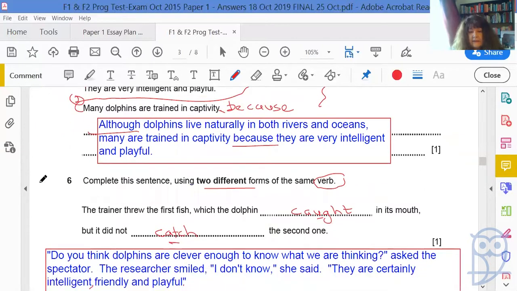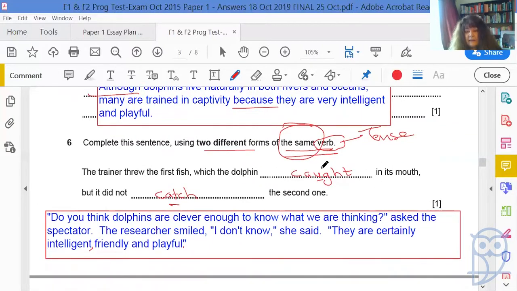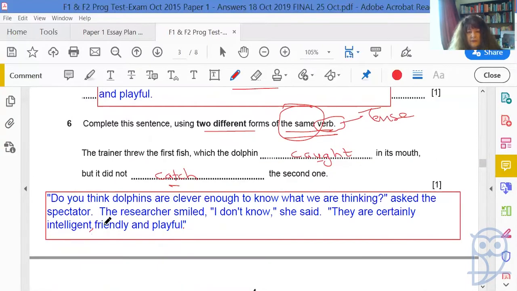Right, complete this sentence using two different forms of the same verb. Some people don't notice the words "same verb", and they just put any old verbs they like. This is usually to do with a verb tense. So you need to know, can you use present tense, past tense, conditional tense, present perfect tense, or future tense? If you know what all these mean, you will be fine, because it's all about using the same verb.